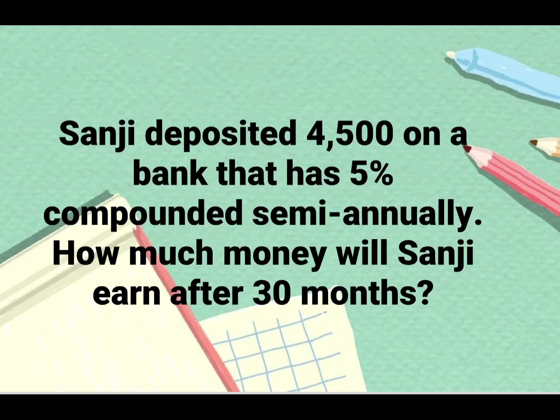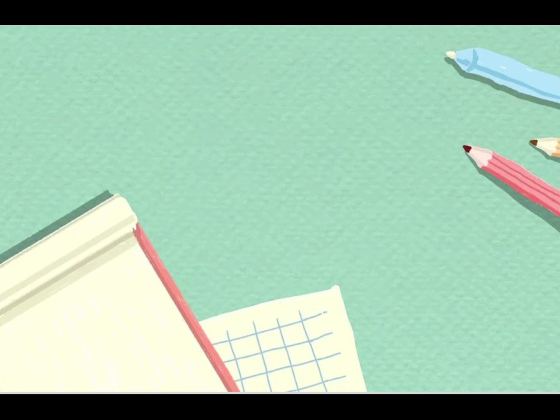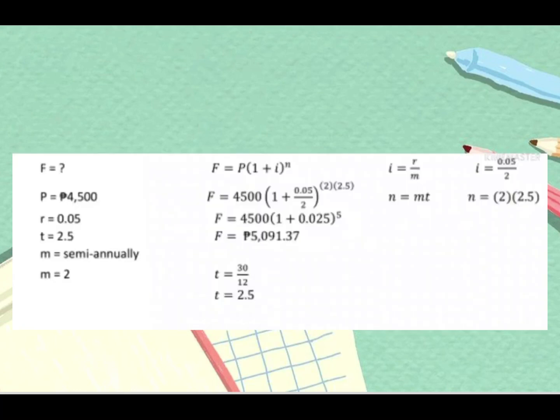Sanji has deposited 4,500 pesos in a bank that has 5% compounded semi-annually. How much will Sanji earn after 30 months? In order to answer that question, we should first find out the given. Looking at the question, it is given that we have a principal of 4,500 pesos, a rate of 5%, and a time frame of 30 months, which is equivalent to 2.5 years. The interest is also semi-compounded, therefore the value of m is 2.